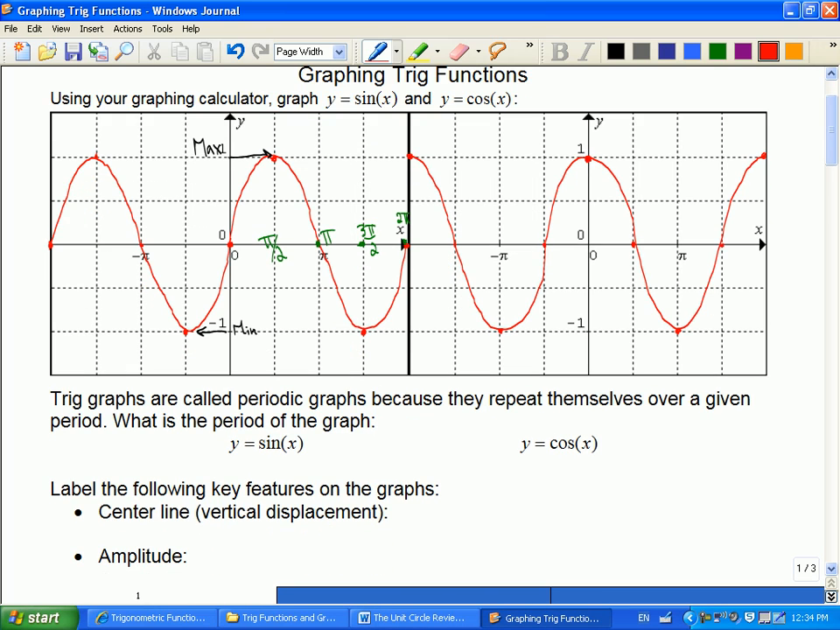The reason that you guys are forced to go through these trig graphs is that they're called periodic graphs. And a lot of things in nature follow this pattern. Can you guys think of anything that repeats in nature? Yeah. Radio waves, yeah, frequency, that kind of stuff.